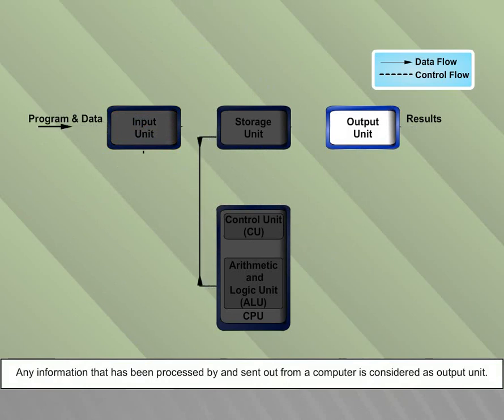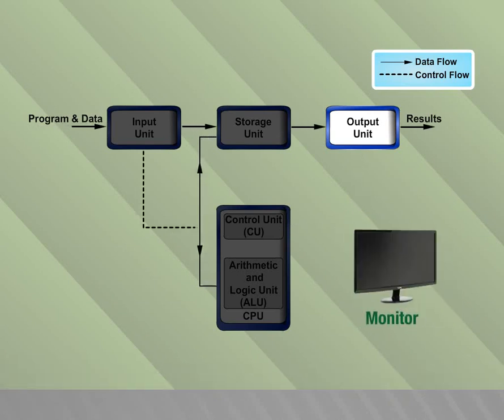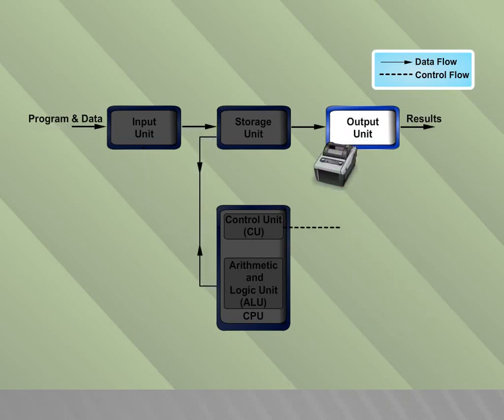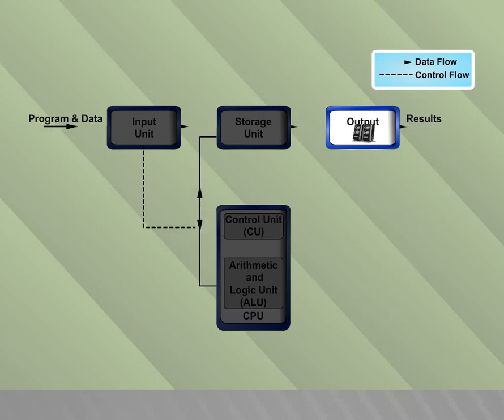Any information that has been processed by and sent out from a computer is considered as output unit. Output units: monitor, printer, speaker.